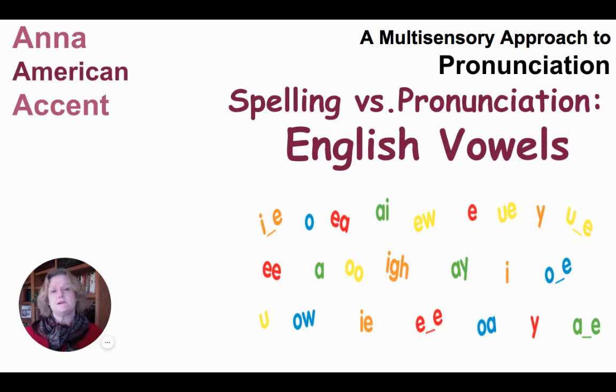Today we're going to look at the difficult relationship between spelling and pronunciation in English. Very often we still spell words the way they were pronounced 500, 600, 700 years ago. So that makes it very difficult because English went through a big shift in all the vowels many years ago. And you can see here all kinds of spelling combinations to produce different sounds.